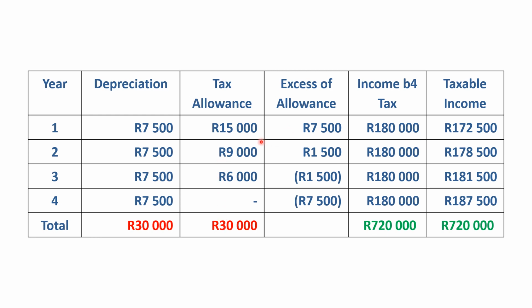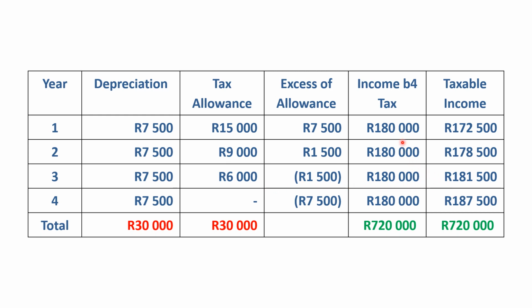If you check the difference between the tax and the accounting, it is 7.5 in year 1, and in year 2 it is 1.5. And in year 3, we now start reversing. Why? Because the tax allowance becomes lesser than the depreciation. And remember, this is going to have an impact on our taxable income.